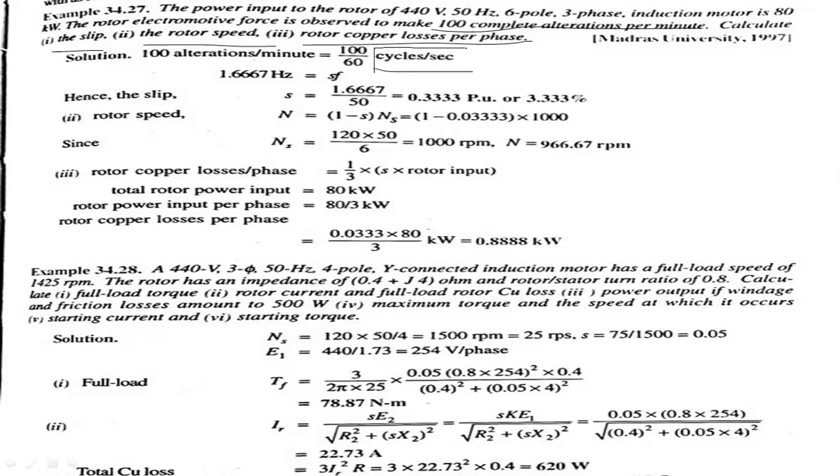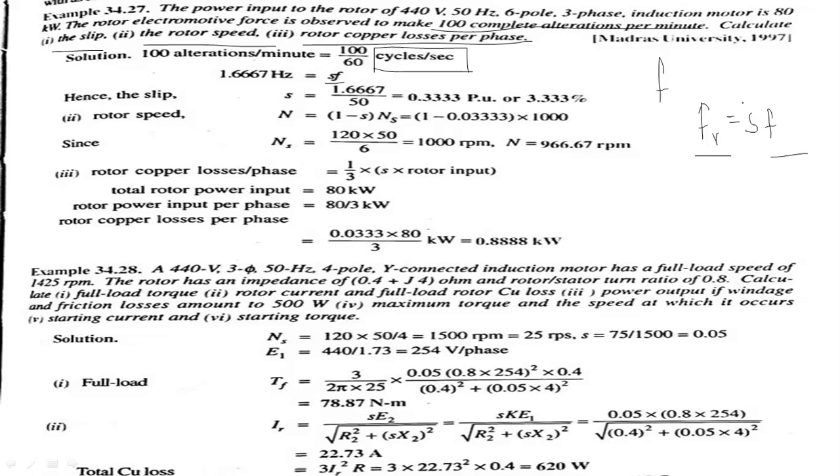The electromotive force observed means it is the running frequency. So the running frequency FR is equal to S into F. F is the normal supply frequency and FR is the running frequency, that is S into F. This is the formula. From this we know the F value 50 and we know the FR value, 10 by 6, that is 1.666.